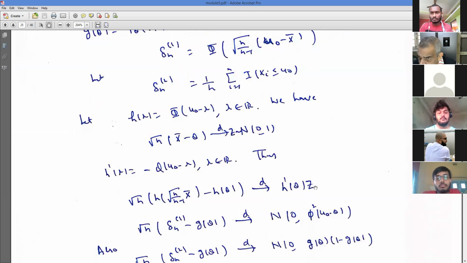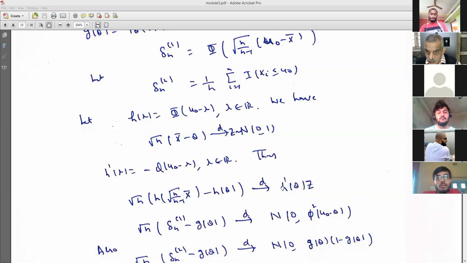Now what is the H over here? Phi, capital phi T. So H prime T is small phi T, right? So this becomes phi of U0 minus theta. So phi of U0 minus theta into normal 0, 1 will be normal 0, phi square U0 minus theta. And this is nothing but root n. H of Cn T bar is nothing but delta N1 minus phi of U0 minus theta. So this would be capital phi of U0 minus theta. Right? So that is what it is.